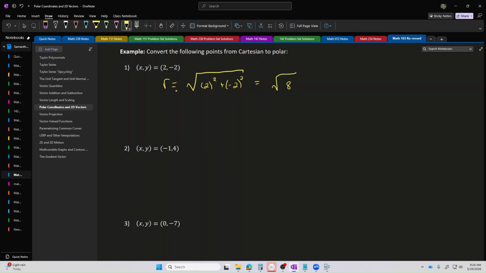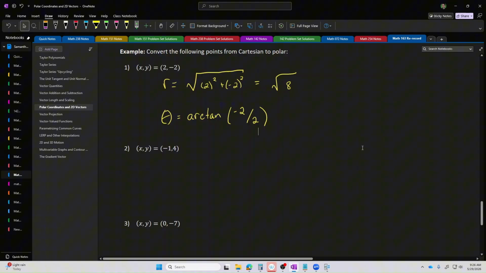You can leave it in that format. You can simplify if you want to, but square root of 8 is perfectly fine. Then theta, in this instance, I would use the formula arctan of y over x, and I would leave it like that because we have a positive x value, which means that this point is going to be on the right half of the xy plane. So this would produce a value of negative 45 degrees, thinking about this from the perspective of the unit circle.